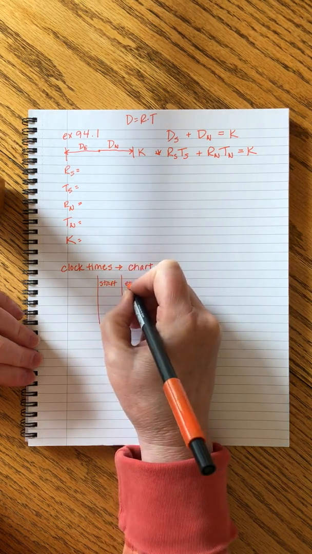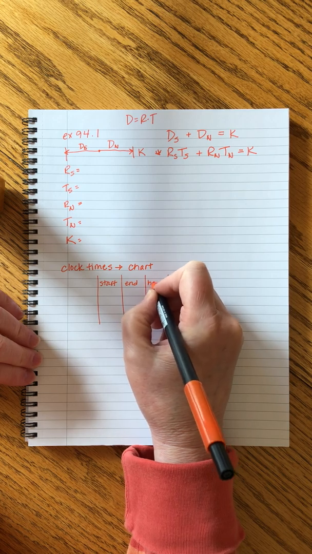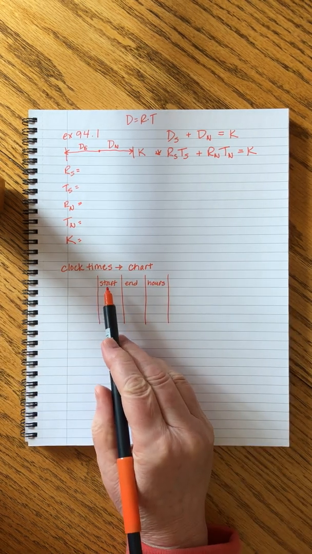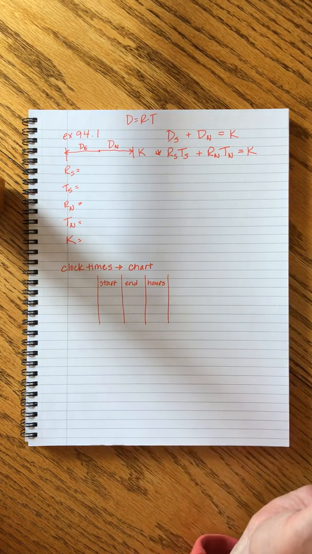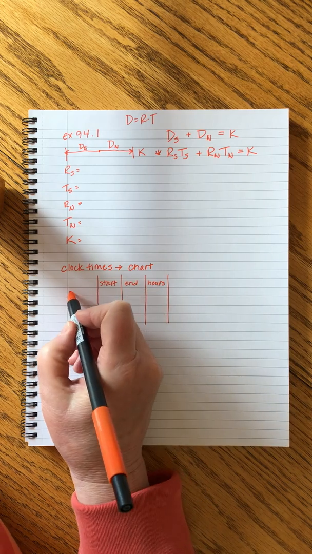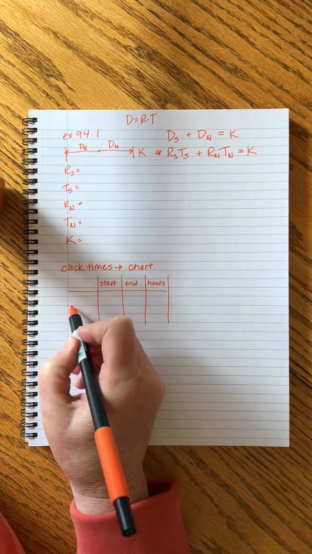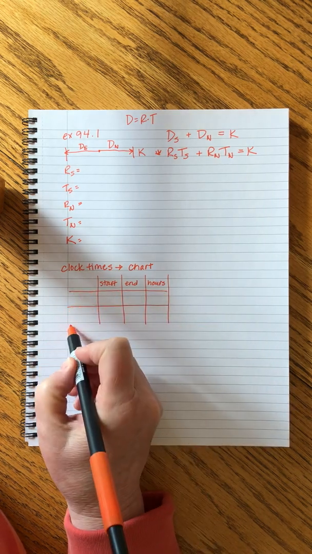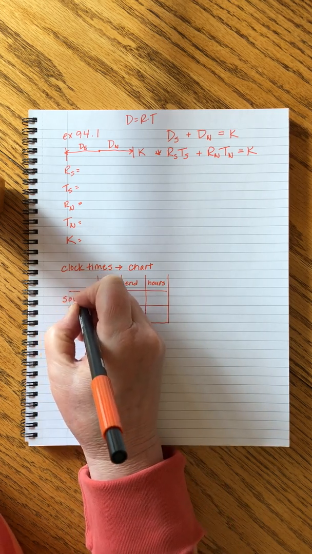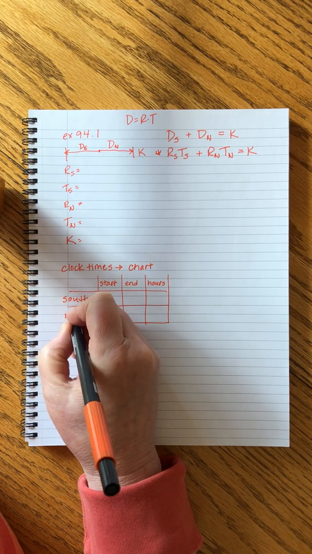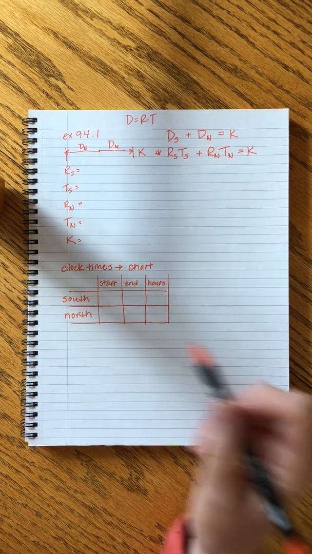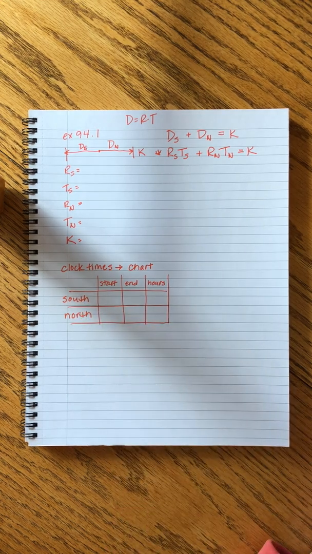And we're gonna have start, end, and hours, okay? After we make this once or twice, I'm gonna put S, E, and H, because who needs to write a million things, right? Then we're gonna put our 2 buses in here. This will be the southbound bus, and this will be the northbound bus. Again, if this wasn't the very first time you were doing this, I'd just put S and N.